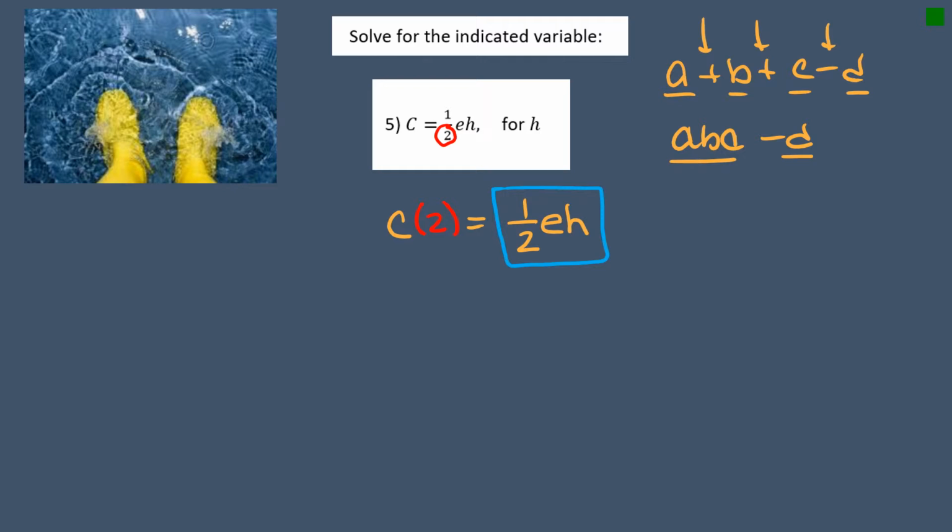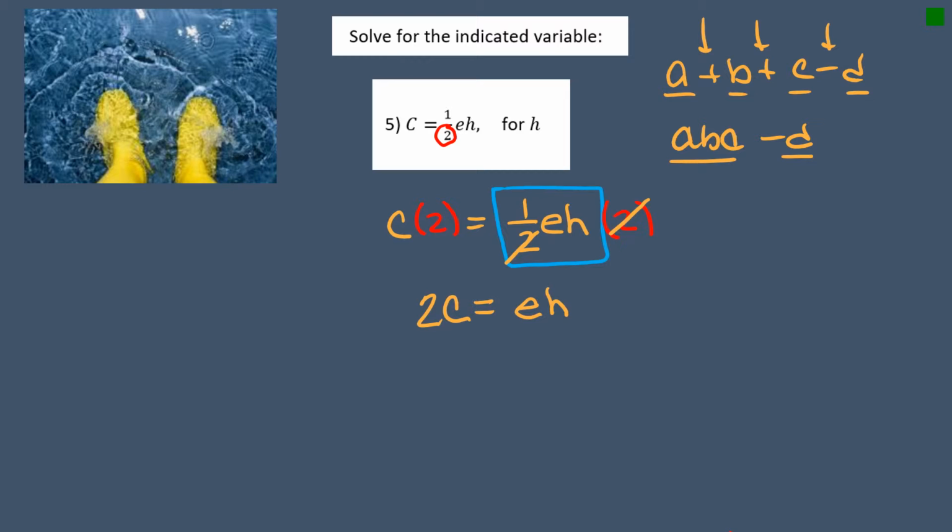So when I say multiply each term by the denominator, I'm going to multiply just that whole thing by 2. So over on this left side, I have 2C. On the right side, the denominator 2 and the numerator 2 cancel, and I have EH. Okay? Get rid of those fractions. We don't like them.